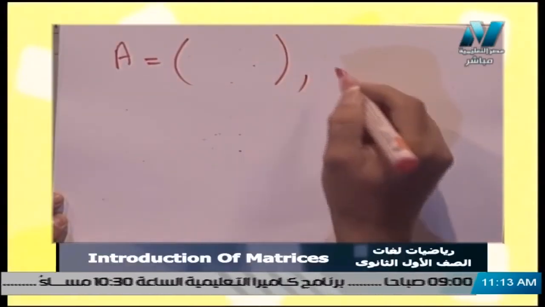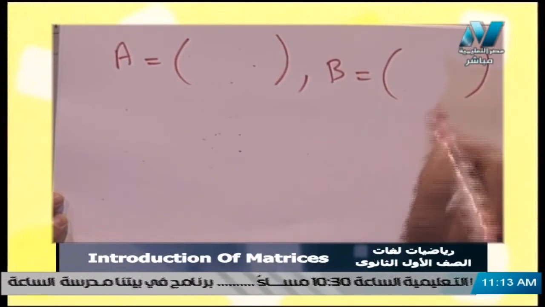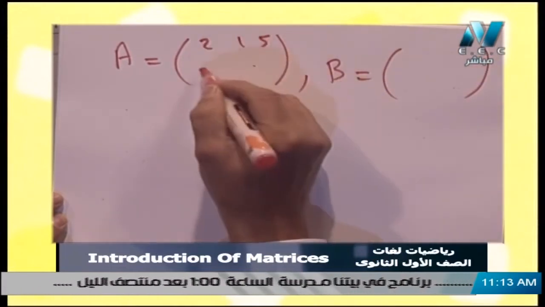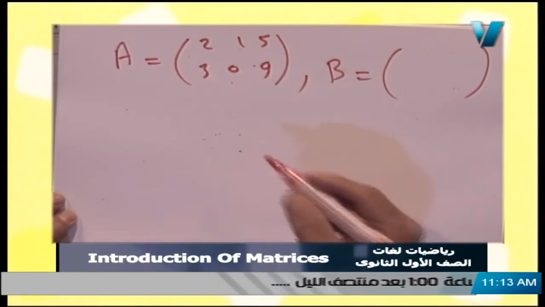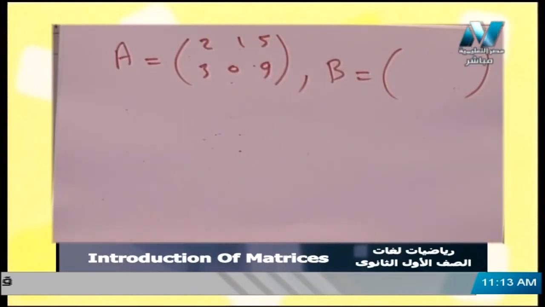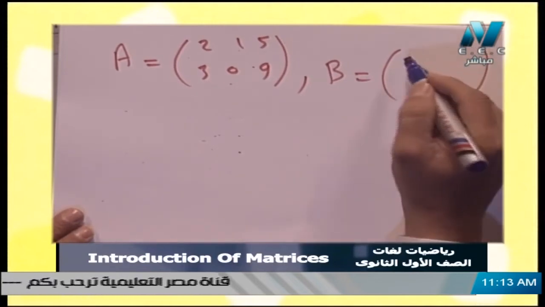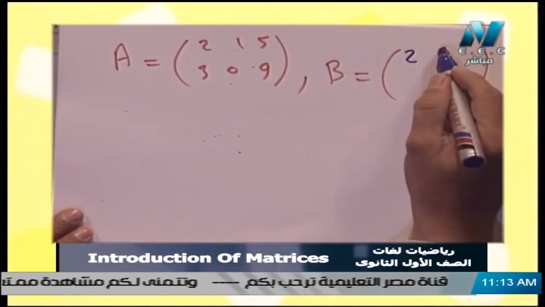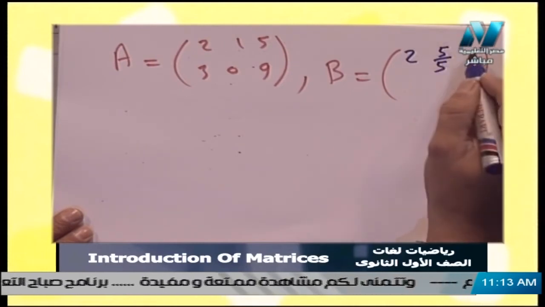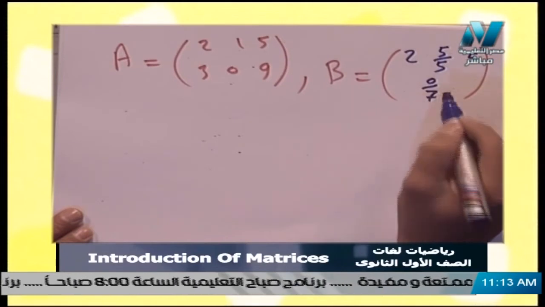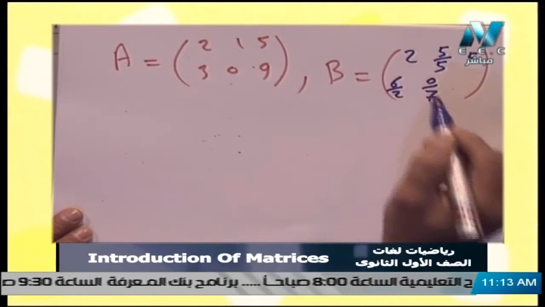The equality of matrices. Equality of matrices is a very enjoyable and easy part. If we have two equal matrices like that, A is a matrix, okay, and B is another matrix. This matrix A is 2, 1, 5, 3, 0, 9. This matrix B also will be 2, 5 over 5, which is 1, 5, 0 over 7 here, 6 over 2, and 9.